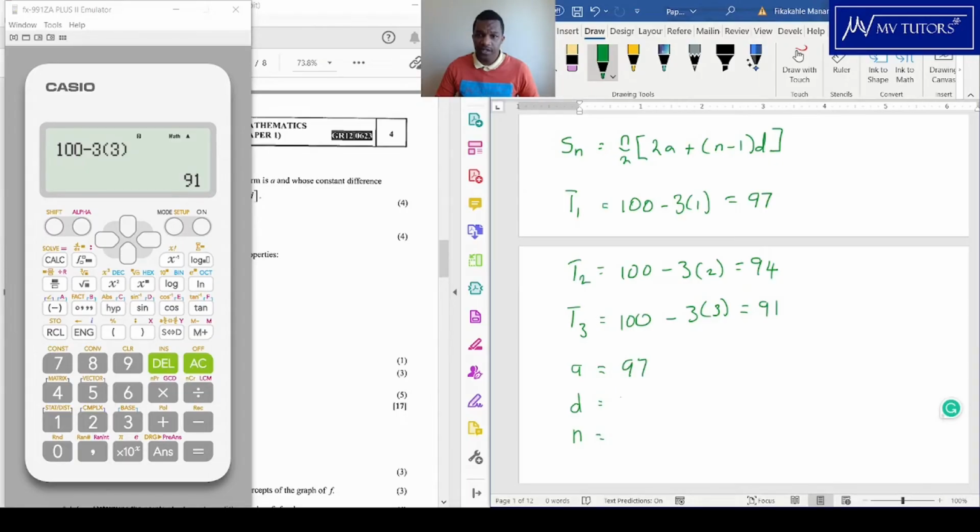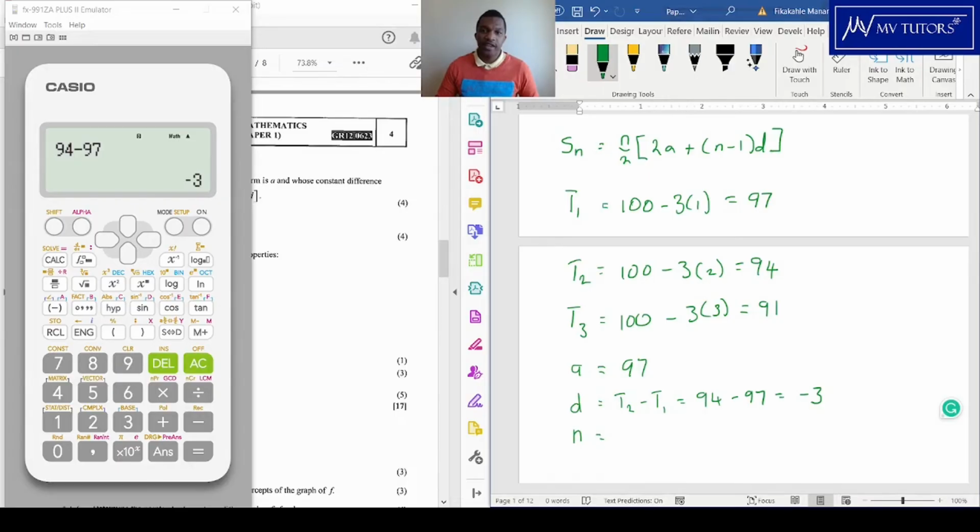Value of d. d is basically term 2 minus term 1, which is 94 minus 97. Put that in a calculator. I know that some of you don't like doing that, but you like doing it in your head. It's minus 3. It's very easy to do it in your head and think it's a positive 3 and get the answer wrong. All right.